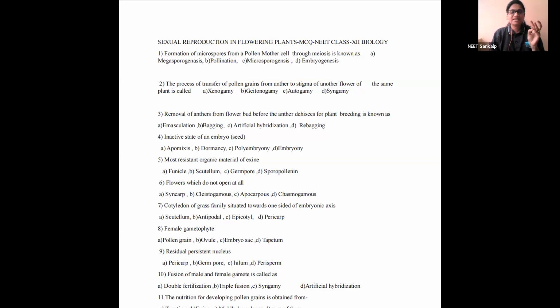And the pollen grain along with the exine, intine, and that sporopollenin together is called the pollen kit. Sixth question goes like this.